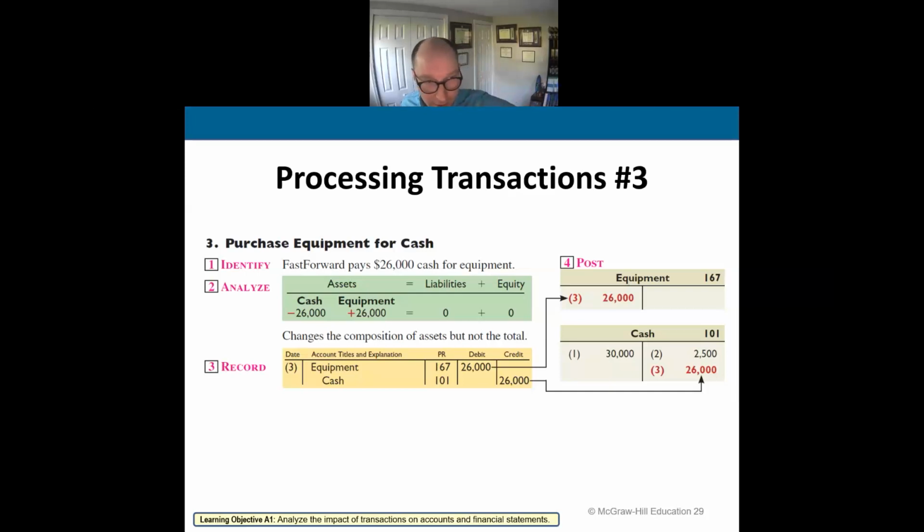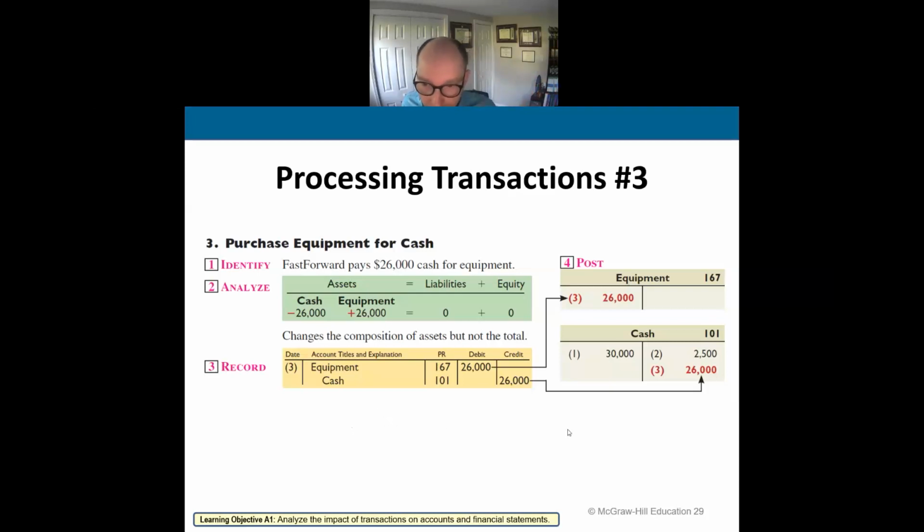Identify your source documents, then we analyze the transaction. What's going to be the impact, right? In this example, we purchased equipment for $26,000 using cash. Otherwise, it would say something like on account, right? Subtract cash, $26,000. Increase equipment, $26,000. We record the transaction. Debit equipment to increase equipment. Credit cash to reduce cash.